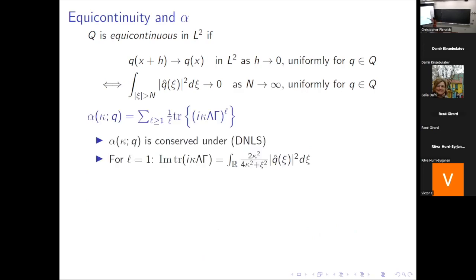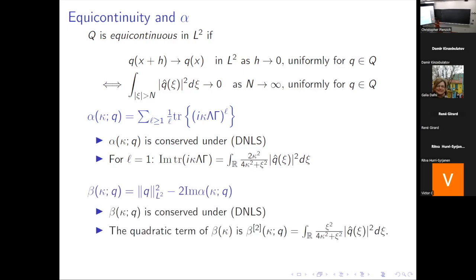Now, alpha has this nice series expansion. I know that alpha is conserved under the NLS. And if I look at the first term, when L is equal to 1, I can actually compute what I get. So the imaginary part of this trace is the integral of 2 kappa squared over 4 kappa squared plus c squared, times q hat squared. Okay, this is not exactly what I want yet.